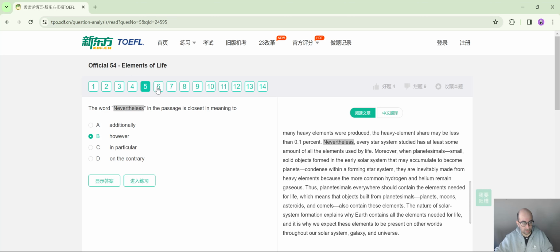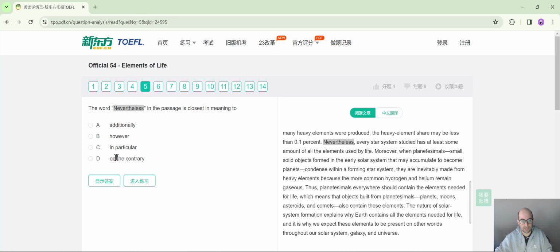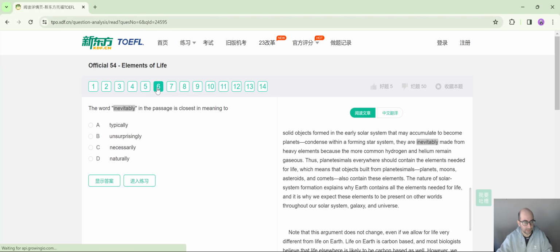All right, so let's see. And before I move on, I just want to mention, choice D is one a lot of students accidentally pick, but on the contrary is referring to opposite information, not necessarily contrasting information. So don't mix this up with however, or but, or nevertheless, or nonetheless. Anyway, so question 6, the word inevitably. So another vocab and context, right?